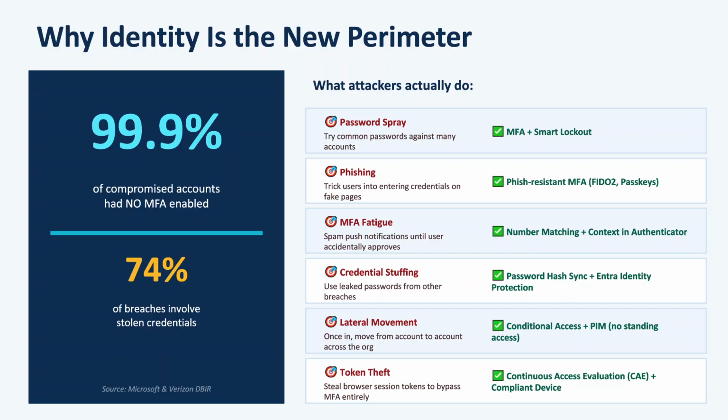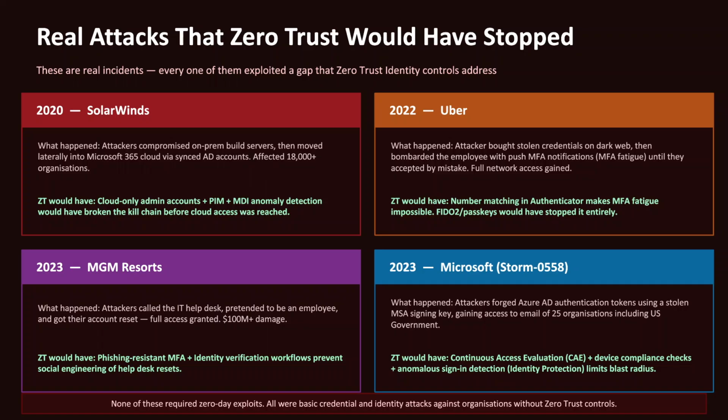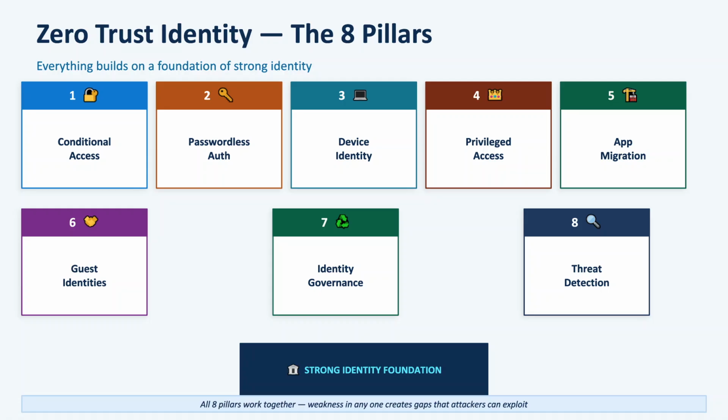What do attackers actually do, and how do they carry out attacks to gain access to your environment? Some of the real attacks that zero trust would have stopped, I also explained in my previous video.